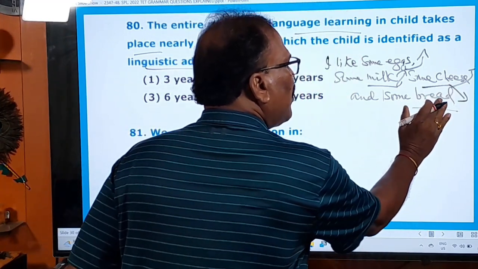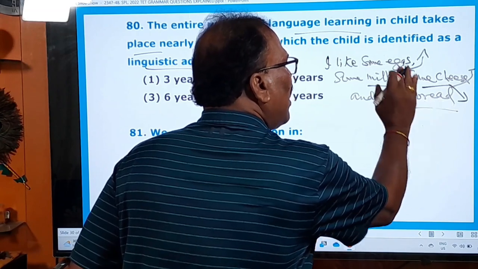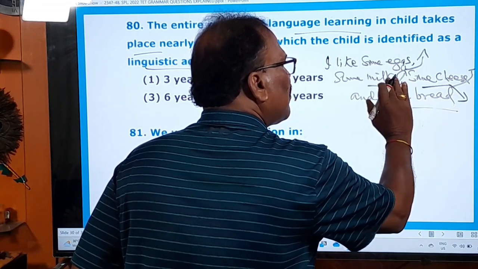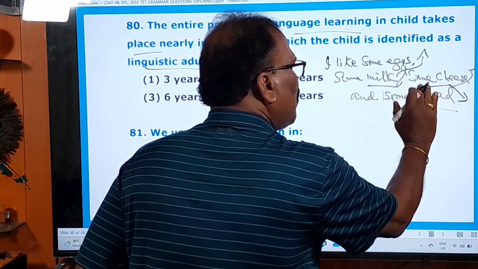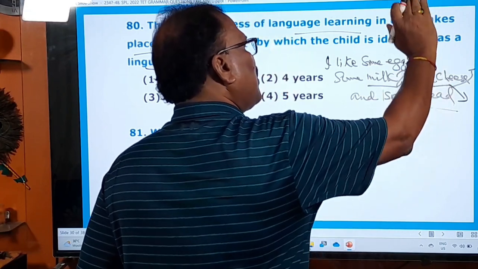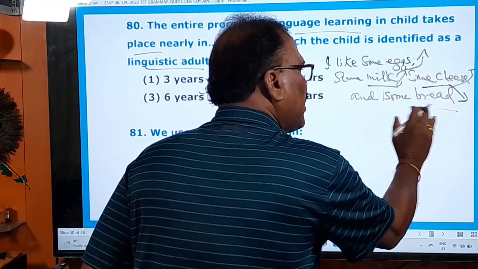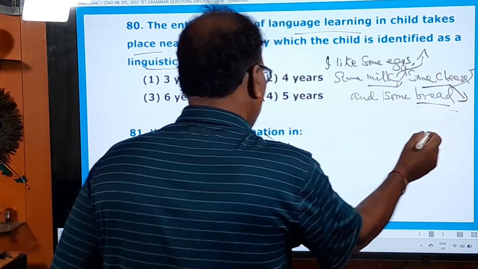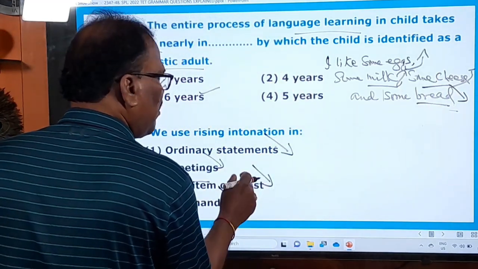So the last item receives the falling intonation, and all the other items mentioned in the list take rising intonation. The last item takes the falling intonation. But here he says something otherwise.